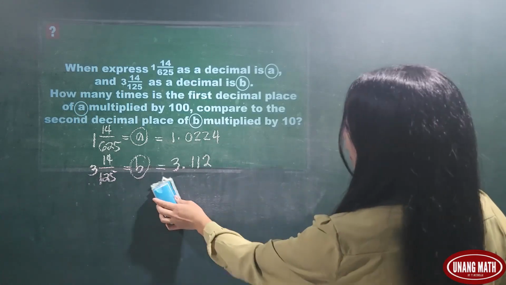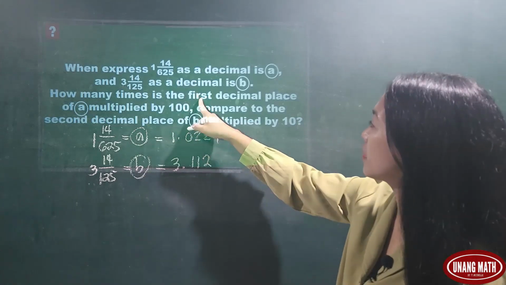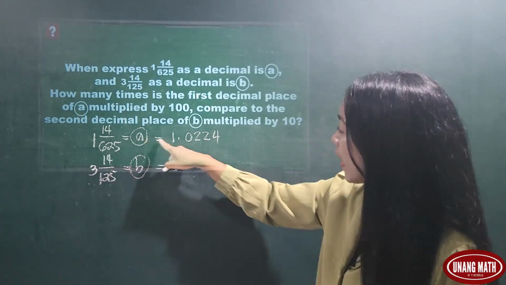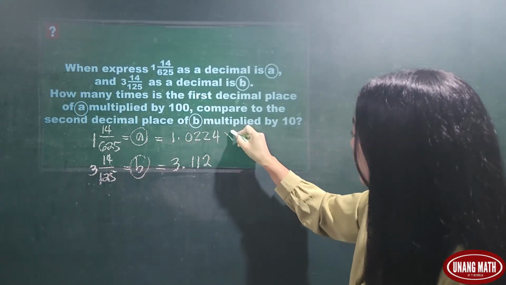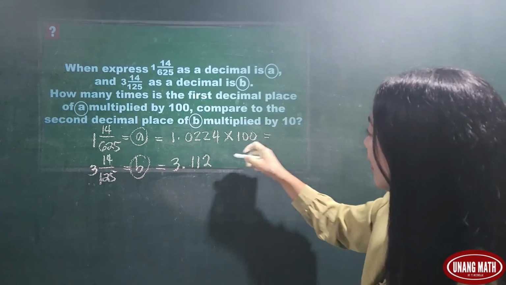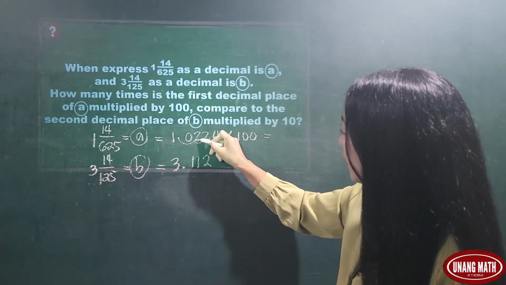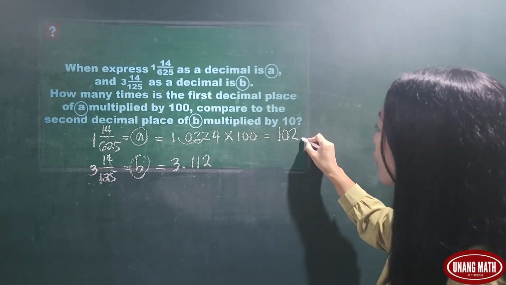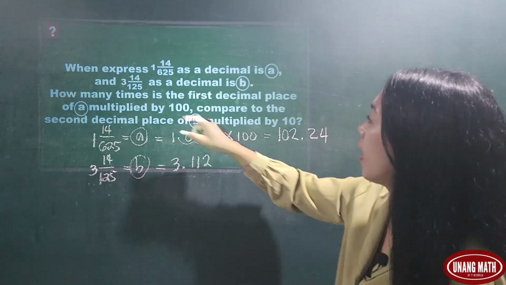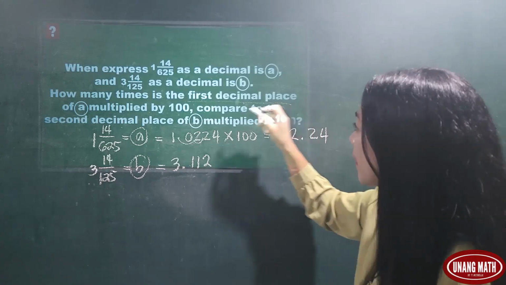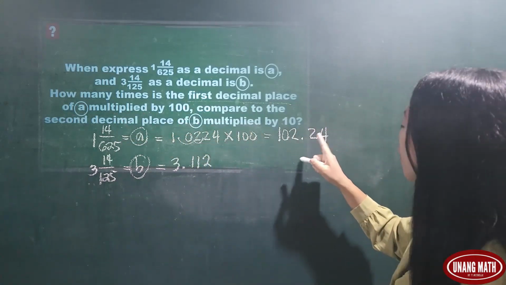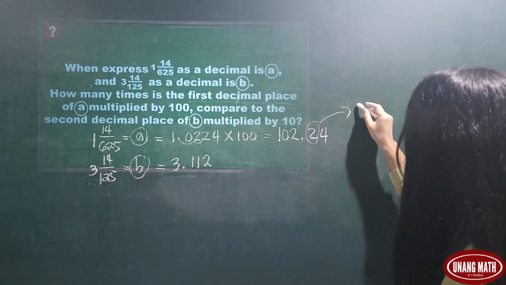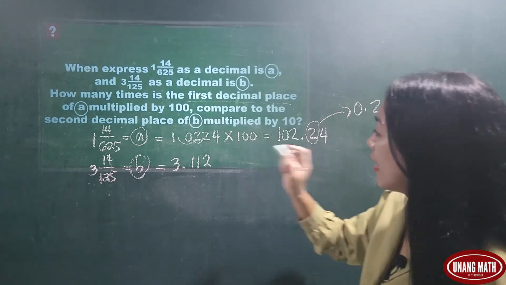The question here is, how many times is the first decimal place of A multiplied by 100? So, A, or 1.0224, we multiply by 100. Move the decimal point to the right twice, because it's 100. So, this is 102.24. The first decimal place in 102.24 is this digit, and this is 0.2.